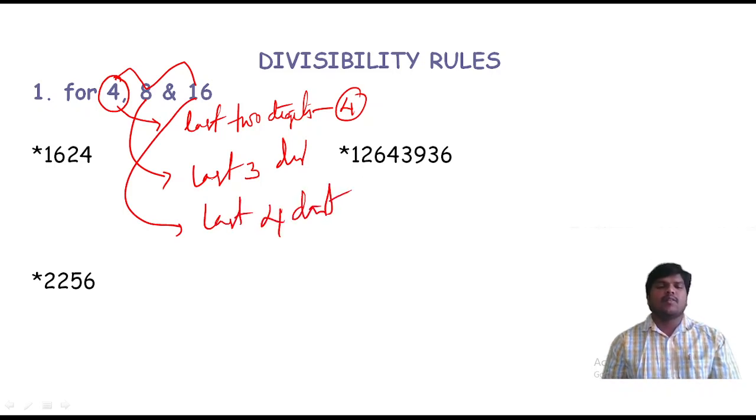So this is the method. Have you understood? For 4 we need to check the last 2 digits. For 8 we need to check the last 3 digits. For 16 we need to check the last 4 digits.